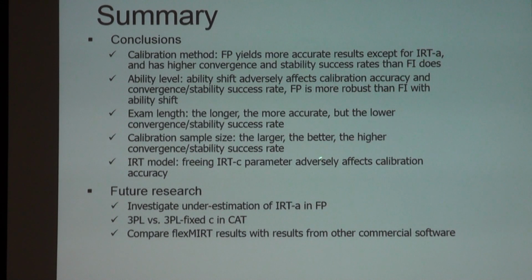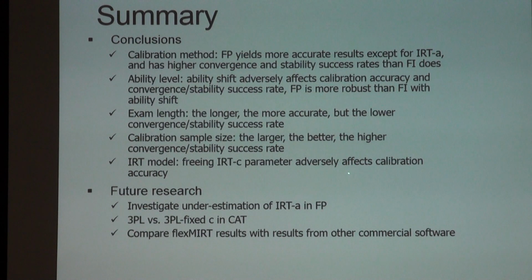And the calibration sample size result is consistent with the findings in the literature. The larger the better, and also the higher the convergence and the stability success rate. And finally, for the LLT model, when we free the C parameter, presumably the results should be about the same because one is a special case of the other. But actually, we observe that both A and B parameter estimates are less accurate than with the fixed C parameter, the one we use to generate data.